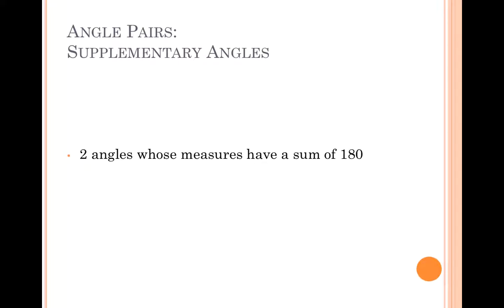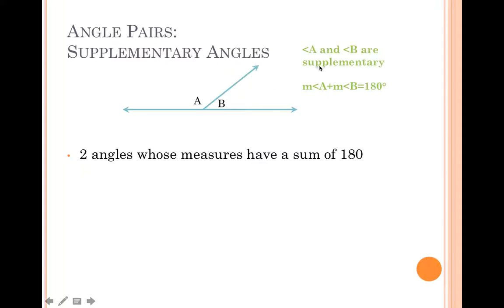Now, supplementary angles are another nifty kind of angle pair that we're going to talk about. They're kind of like complementary angles, but slightly different. Supplementary angles are two angles whose measures have a sum of 180 degrees. So these two angles right here add up to be 180 because they form a line. And how many degrees are on a line? A line is 180 degrees, which is pretty cool. So when you add up the measure of angle A to the measure of angle B, you get 180 degrees. And angles A and B are supplementary.